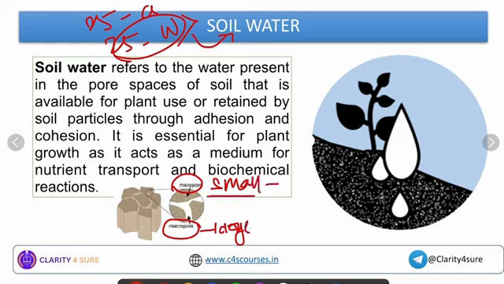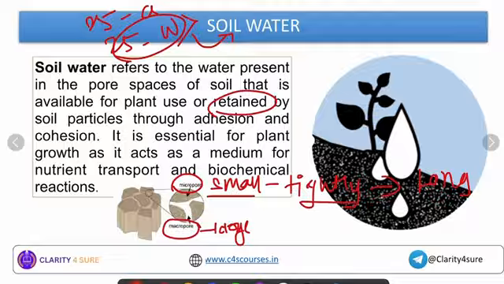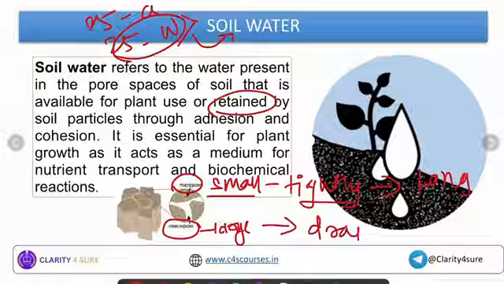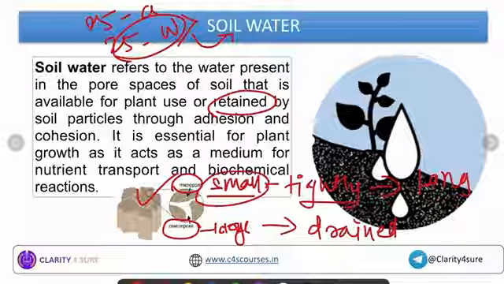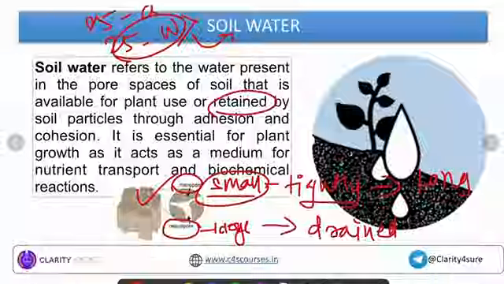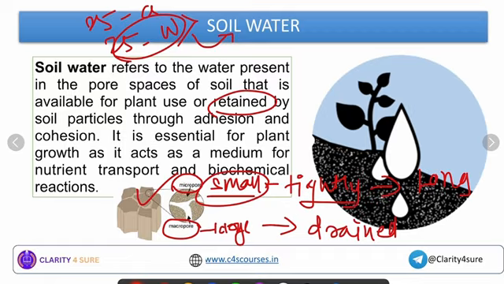The one which is present in the micropores is held tightly and could be used by the roots in the longer term, because it is retained by those soil particles. But the one which is held in the macropores, that is the larger pores, will be drained out eventually. So the one which is present in the micropores, the small ones, is of more interest to us than the macropores. So what is soil water?